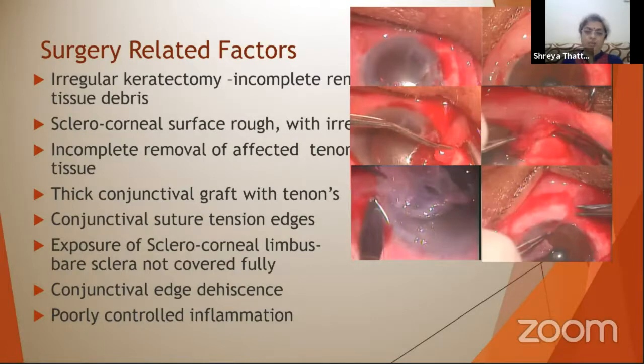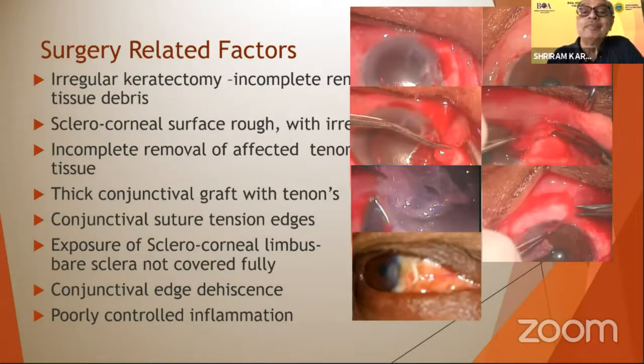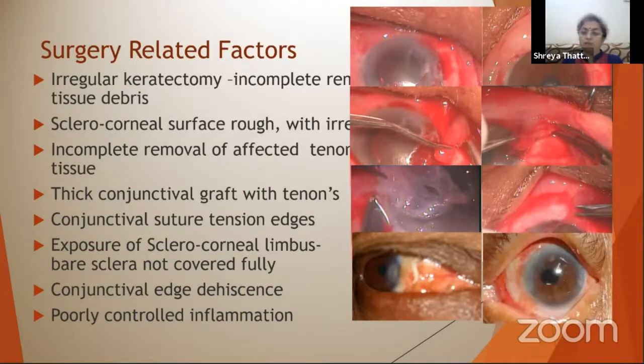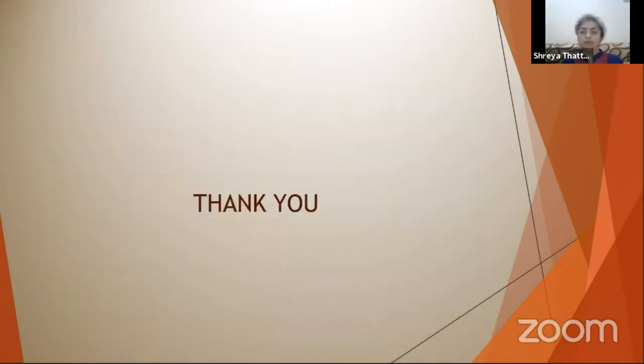If we are putting sutures, there should not be any tension over the conjunctival sutures or the edges of the conjunctiva. At the conjunctival edges, there should not be any bare sclera or dehiscence. It should be covered; the conjunctiva can cover the bare sclera very nicely. So to reduce the recurrence, we have to achieve a normal, topographically smooth surface. We have to do extended removal of fibrovascular tissue. We need to go for good coverage of the bare sclera and replace the stem cells. By adopting these techniques, we can stop the recurrence and manage the different types of pterygium. Thank you so much.